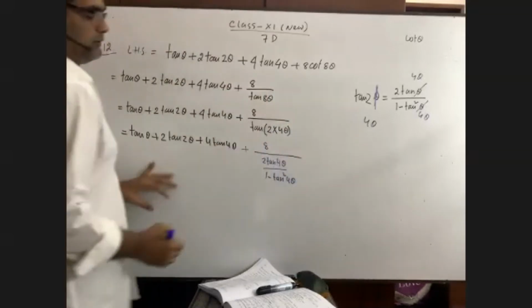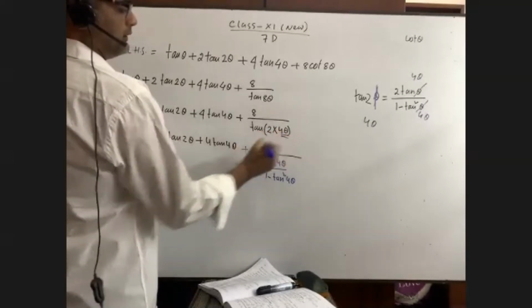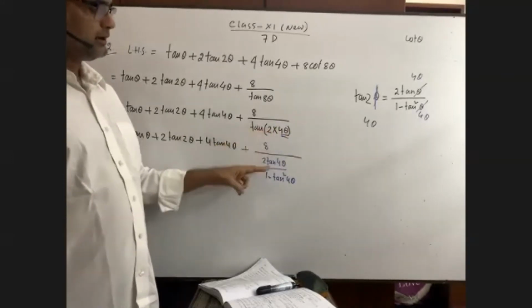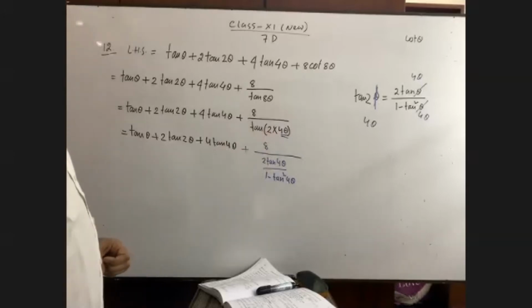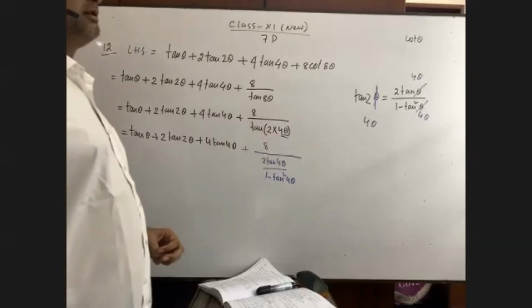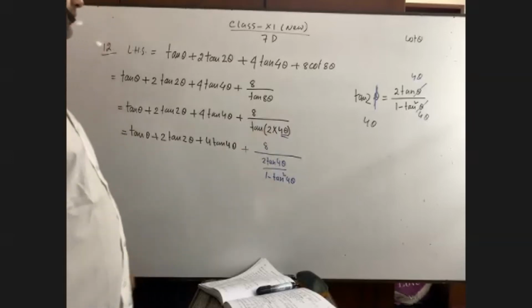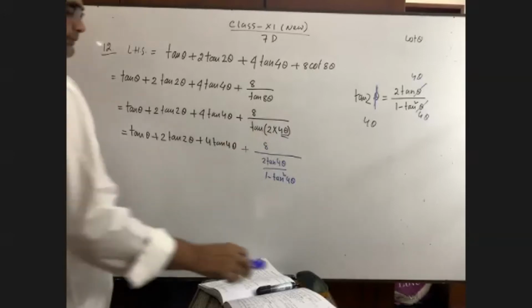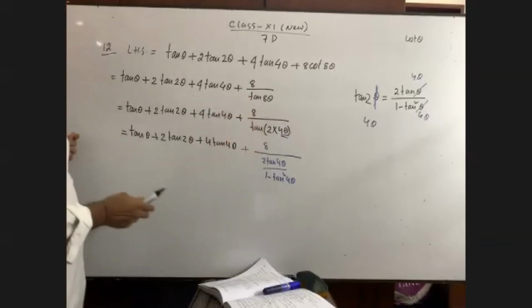This is the question. Tan 2 theta. Here theta is 4 theta. So 2 tan theta, that means 2 tan 4 theta by 1 minus tan square theta. Tan square theta means theta here is 4 theta: 1 minus tan square 4 theta. If you don't understand, please let me know. And if you understand only this part, your math is done.